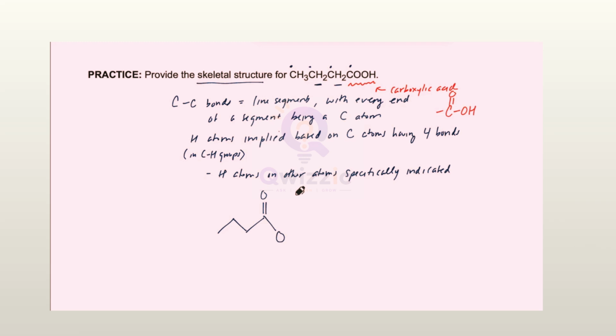Because this isn't a CH grouping, that also needs to be indicated. But we can just write it as OH. We don't necessarily need a line there. It's implied that oxygen has a bond to the hydrogen. So there's our skeletal structure, showing our 4 carbon chain, all the hydrogens attached to carbons being implied, and our final carbon having a double bond to an oxygen and a single bond to an OH alcohol group.